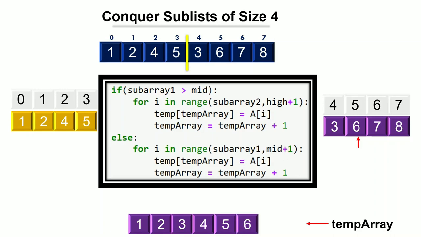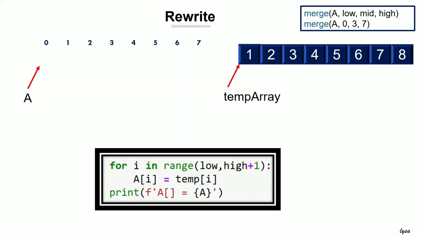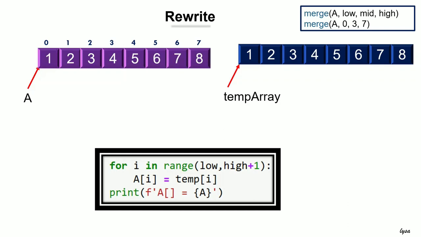So 6 is written onto the temporary array. This is shown in the for statement for i in range of subarray 2, i plus 1. So 6 is written, 7 is written, and then 8 is also written into the temporary array. Finally, the temporary array is already sorted and the values have to be written into the main array. So the values 1, 2, 3, 4, 5, 6, 7, and 8 are written into the main array as shown in the code.